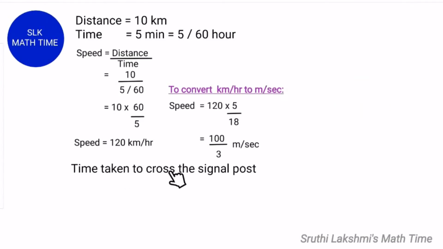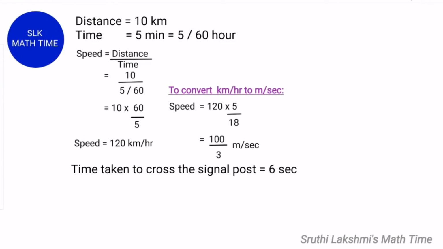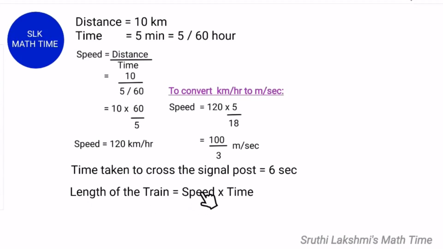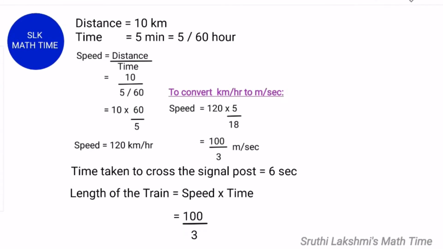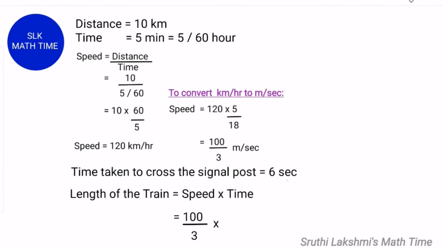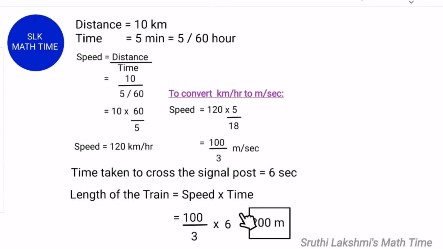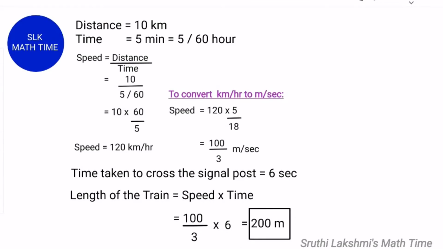The time taken for the train to cross a signal post is 6 seconds. And the length of the train is nothing but the speed of the train into the time it takes for the train to cross a signal post. The speed of the train is 100 divided by 3, into the time, which is 6. So 100 divided by 3 into 6 is 200 meters. So the length of the train is 200 meters.